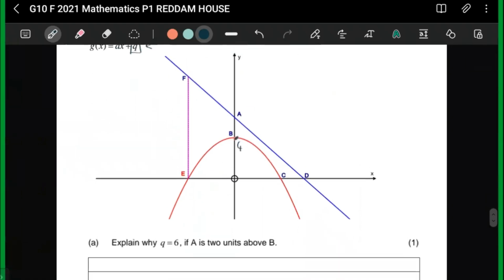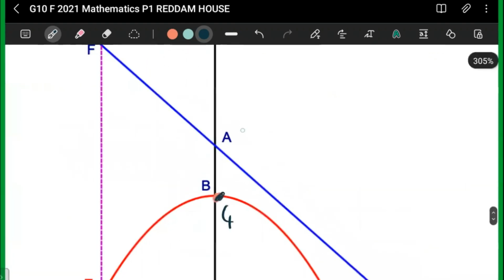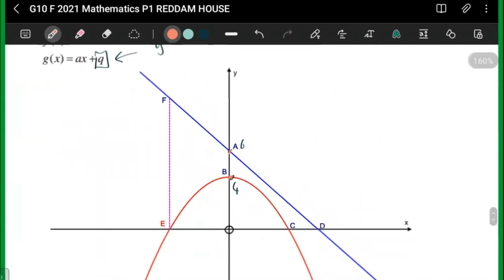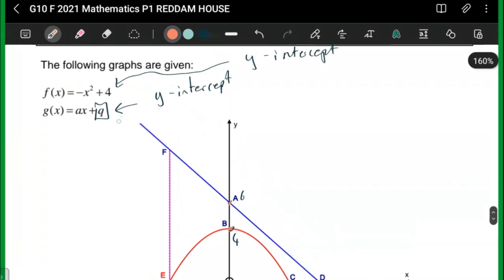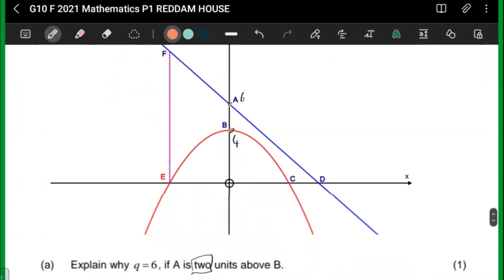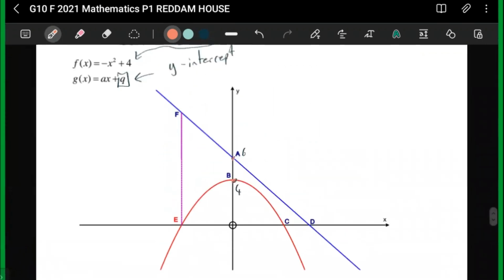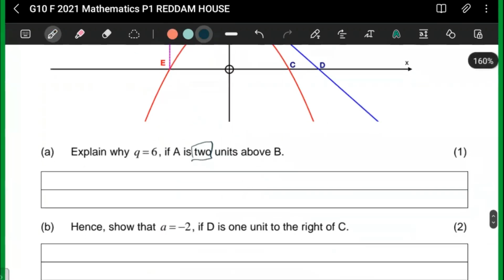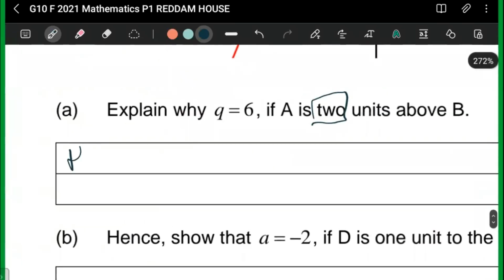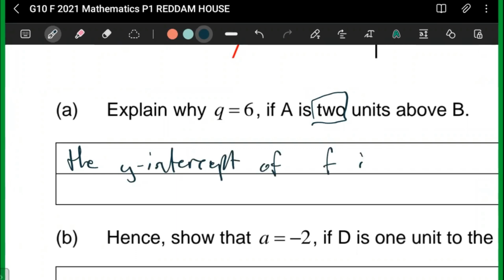So if they're telling us that A is 2 units above B, it means that if this is a 4, this has to be a 6, you see. So the only way you're going to tell them you know that this is a 6 is if you can tell them that this is the y-intercept of G and this is also the y-intercept of F. So you can say here, the y-intercept of F is 4.